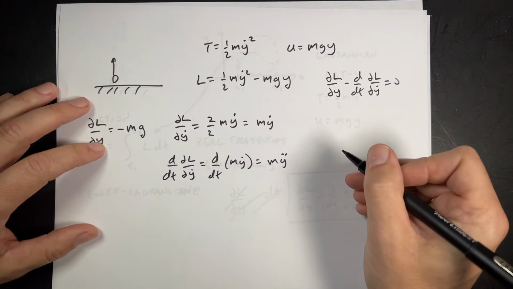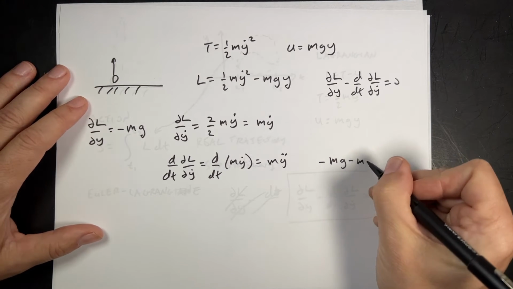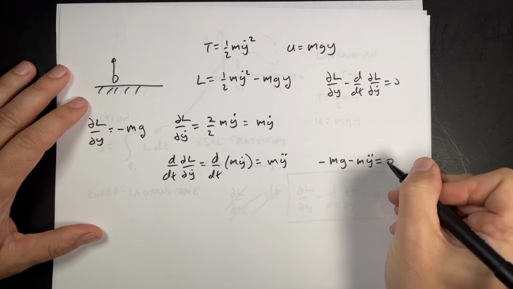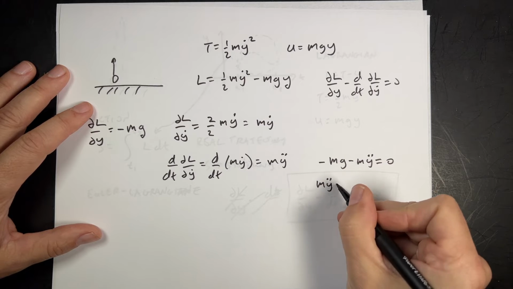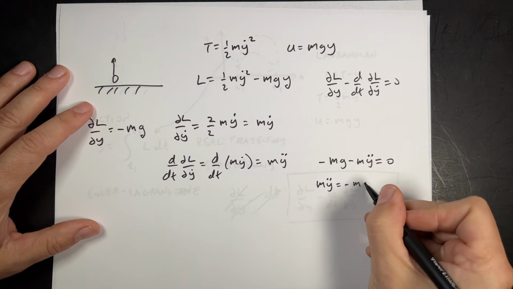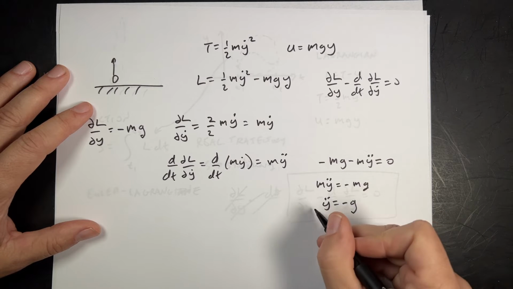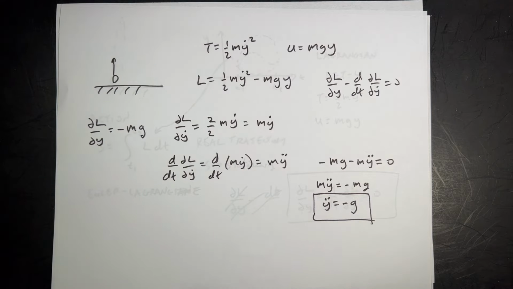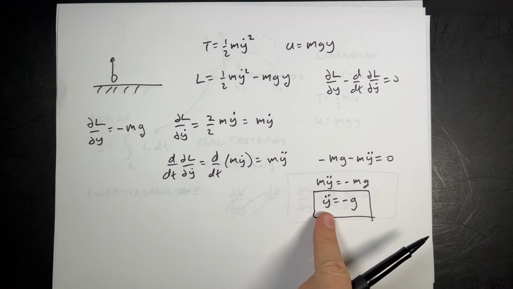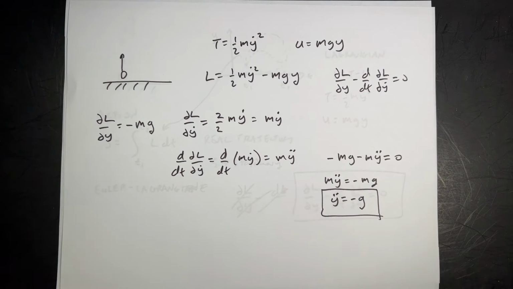So if I put that all together, I get negative mg minus m y double dot equals 0. And if I add that to the other side, I get m y double dot equals negative mg, or y double dot is negative g. That's actually the solution because that's a differential equation. It's a very easy differential equation, but this says the acceleration is constant. And we already knew that, right? But it's just showing you an example of how this would work in Lagrangian.